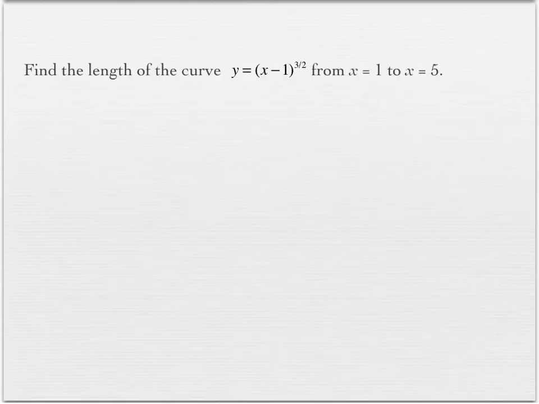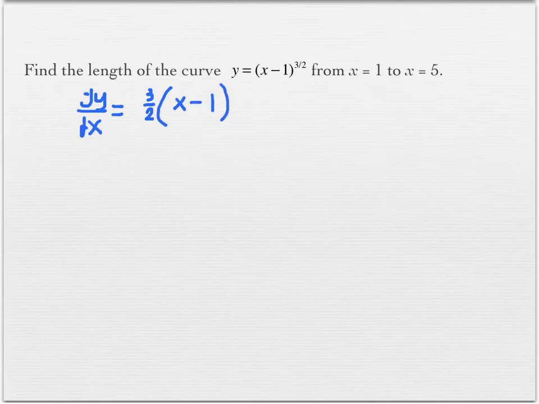So we'd like to try to find the length of the curve y equals x minus 1 to the 3/2 power from x equals 1 to x equals 5. Well, the first thing we'd like to do, of course, is find what the derivative is, because that's what we need to use in this particular formula. So dy over dx, here's one where we have to use our chain rule, if you remember. So I'm going to have to take 3/2 times x minus 1. My power has to decrease by 1, and so that's actually going to be to the 1/2 power, like that.